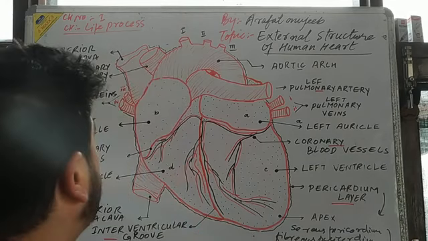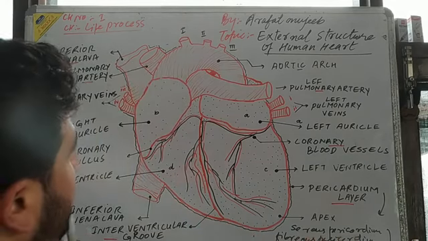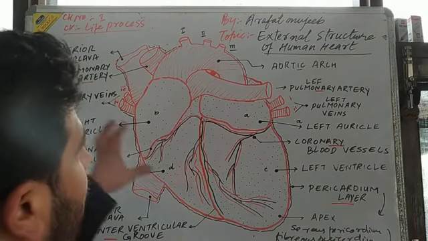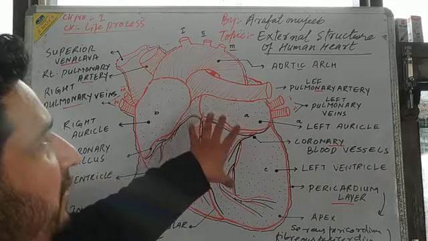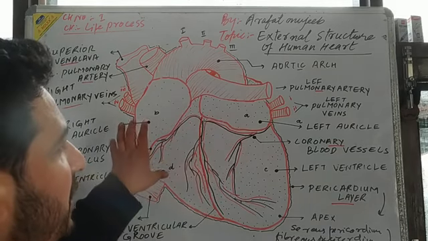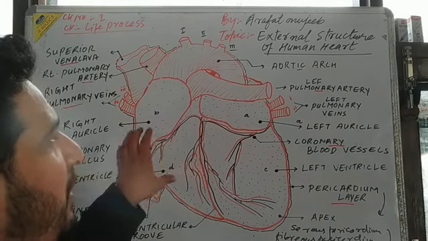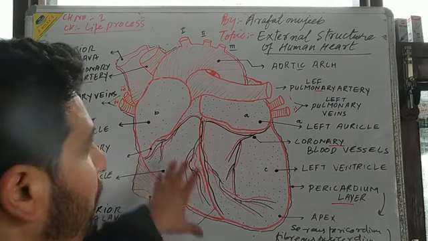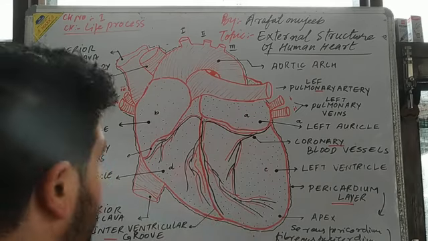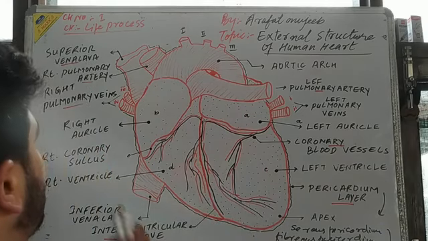Dear students, I hope you understand about the structure of the human heart. What I told you about externally, I discussed the structure of the human heart, its appearance, its position, its external morphology, what it is made up of. I hope you understand about these topics.